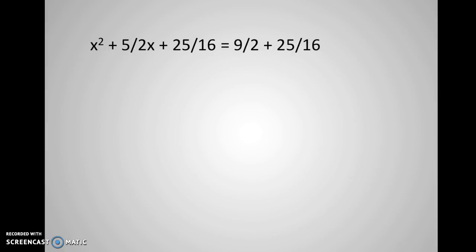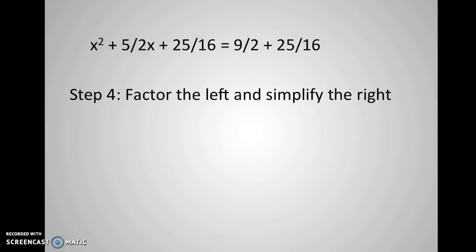So we have x squared plus 5 over 2x plus 25 over 16 is equal to 9 over 2 plus 25 over 16. In our next step, we need to factor the left side of the equation and simplify the right. Factoring the left means that we're going to do our shortcut for factoring a perfect square trinomial. So we're going to unsquare x squared so we get x, keep the same sign in front of the 5/2 linear term, and we're going to square root 25 over 16.